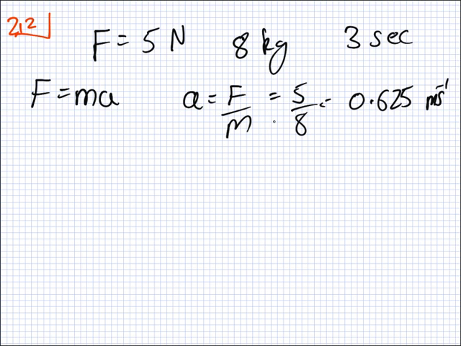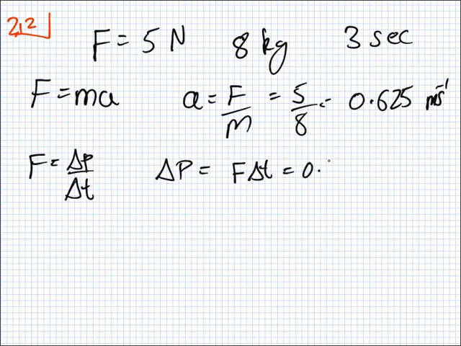Right, what's the next part? Determine the change in momentum of the body. Well, that's good old delta P over delta T. So delta P equals F delta T, which would be 0.625 times 3, right? No, F is 5 newtons. Oh, sorry, I put in the A, didn't I? Acceleration. Yeah, so that's 5 times 3. Well, that's better, because that's easier. It's 15 kilogram meters per second.